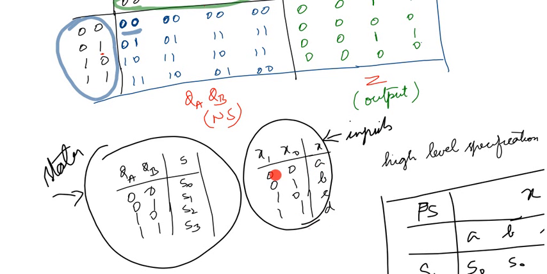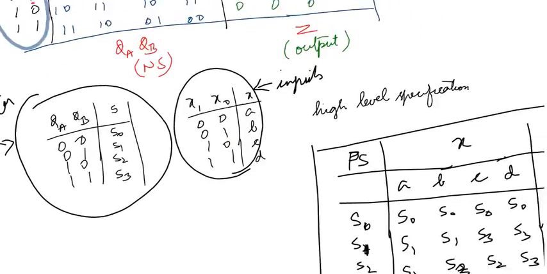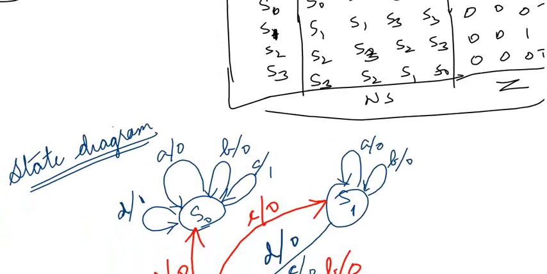Now we want to express it as a high level specification. So we are going to give some names, because for 00 we are giving the name S0, for 01, S1, like this we are giving the names. Similarly for the two inputs x1 and x0, we give the variables A, B, C, D. Okay, now instead of using the 0s and 1s, we are going to use S0, S1, S2, S3, and for the inputs we are giving A, B, C, D. Okay, from this we are going for the state diagram. Okay, I hope it's clear.